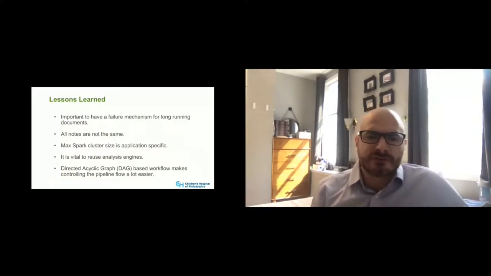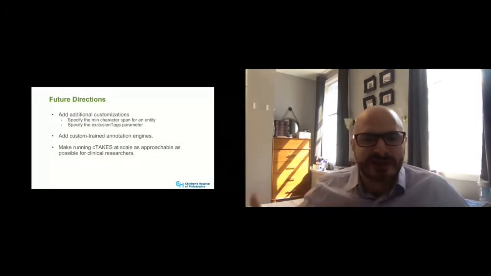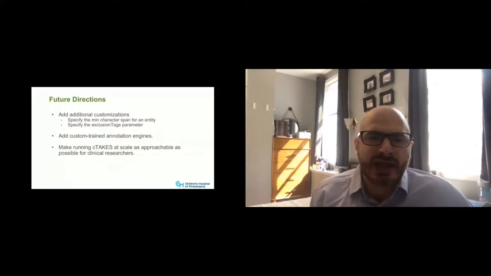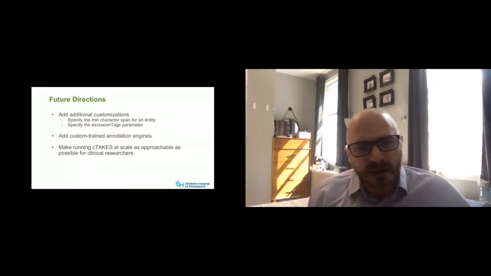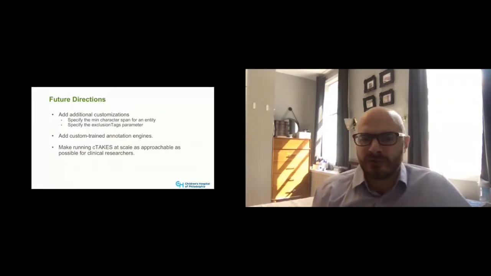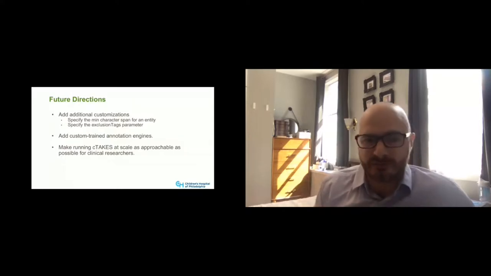So, future directions. Our main goal here, as I put in the last bullet, is to make using cTAKES for researchers, potentially non-technical people, as easy as possible. And so we're looking at additional customizations that users may want for a particular run. Some of the things we're looking at are being able to change the min character span that an entity can be. The default is 3, but in some runs, depending on what you're looking for, you may want to go lower, like 2, for example if you're looking for abbreviations.